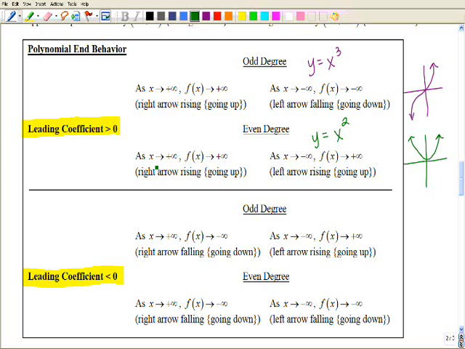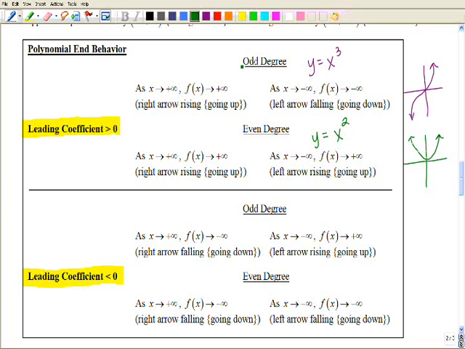So we have an even degree, and watch that this follows exactly what our graph is doing here. As x approaches positive infinity, the y values are going towards positive infinity. The right arrow is going up. And as x approaches negative infinity, the y values approach positive infinity. The left arrow is also going up.